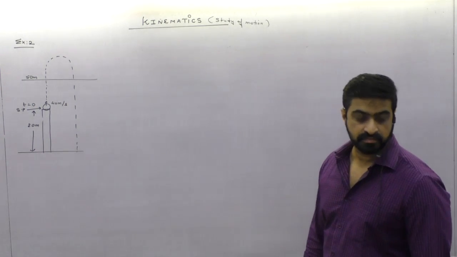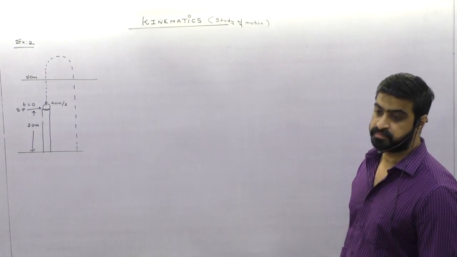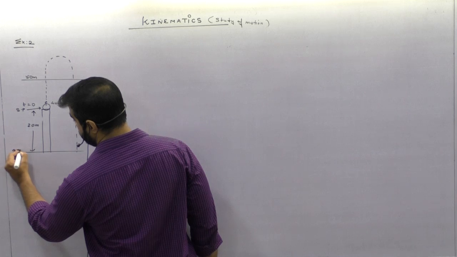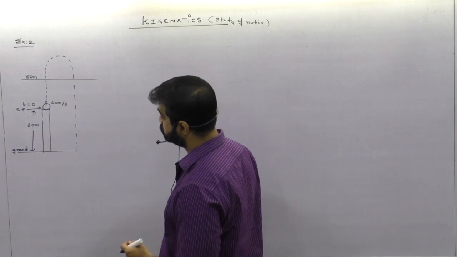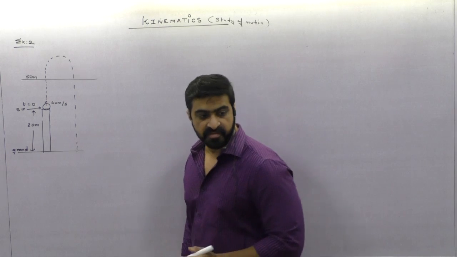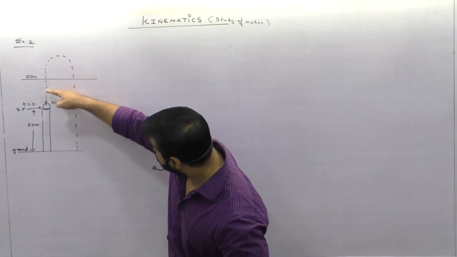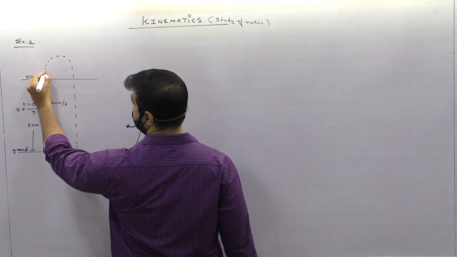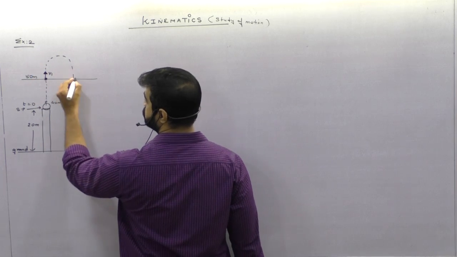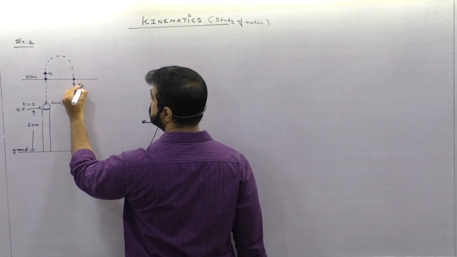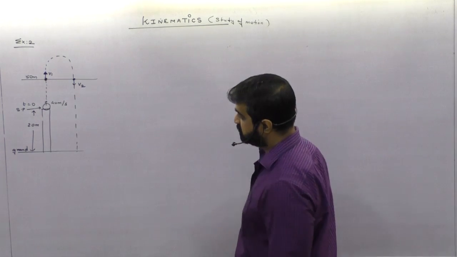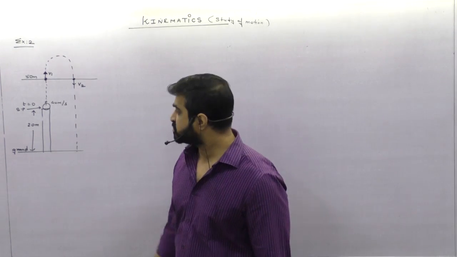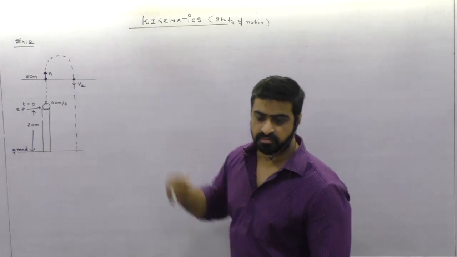Now please pay attention to me. They require the time to reach how many meters from the ground? 50 meters from the ground. Look at this. So how many points of 50 meters from the ground are there? 2. One while going up, another while coming down. So we need the time at this point. At this time the velocity is upwards, and at this moment the velocity is downwards. Getting it? I need this time as well as this time, because both times it is at a distance of 50 meters from the ground, one while going up, another while coming down.